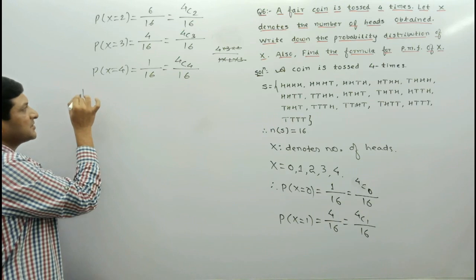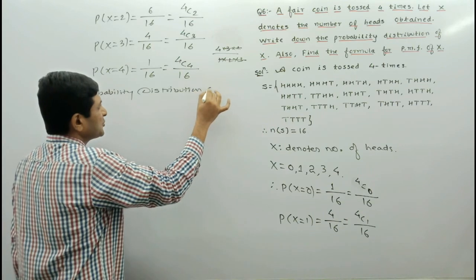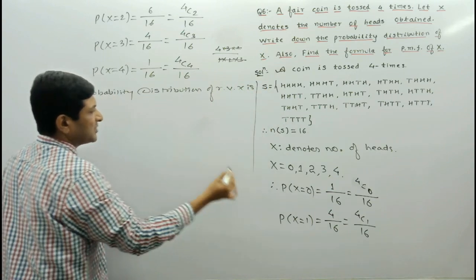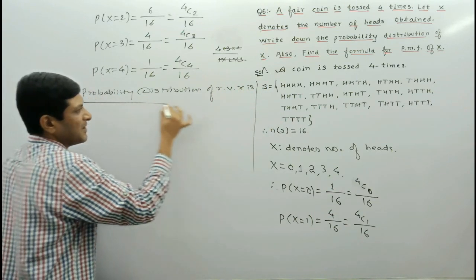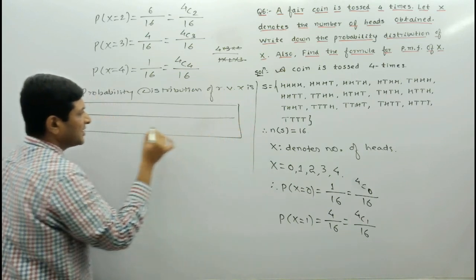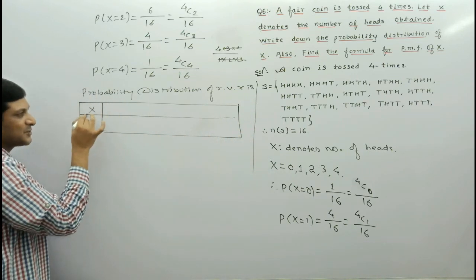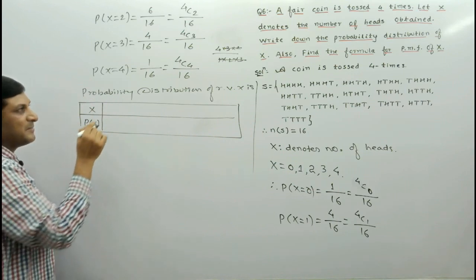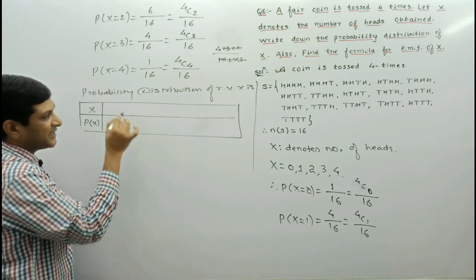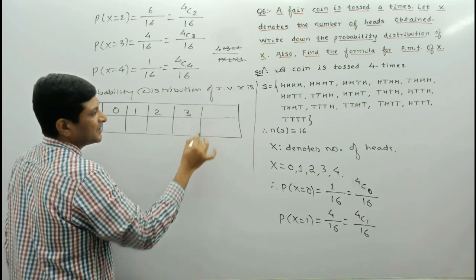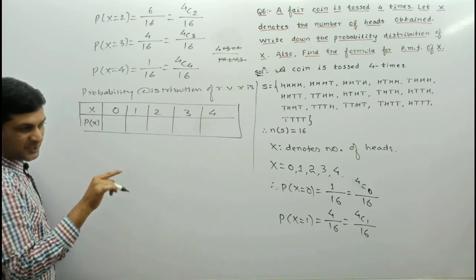So here value of all the probabilities are known to us. So we are constructing the probability distribution of random variable x. Let us try to construct the probability distribution. Probability distribution, already we know, can be written either in the tabular form or in ordered pairs. So here write down values of x, here write down values of their corresponding probability. Which are the values of x? 0, 1, 2, 3, 4. And what are their corresponding probabilities?